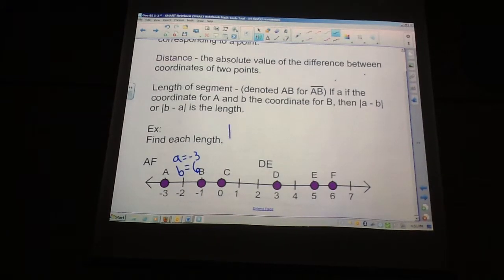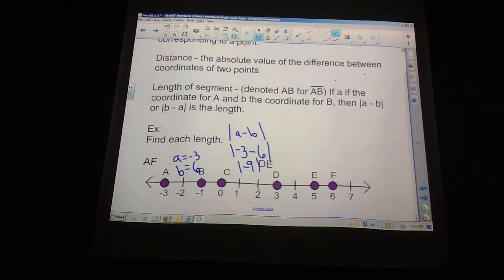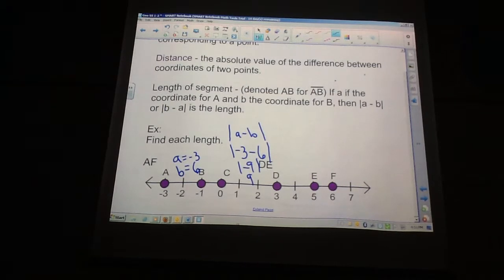So the formula says A minus B. So I'm going to mark the absolute value. I'm going to slide in this -3 for A, and I'm going to slide in this 6 for B then. So remember it's minus B, so B's just 6 there. The minus is part of the formula. So -3 minus 6 is -9. So the absolute value of -9, well, it's just distance, which is always positive, is going to change that to 9.